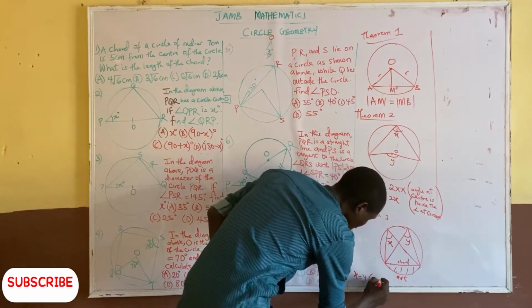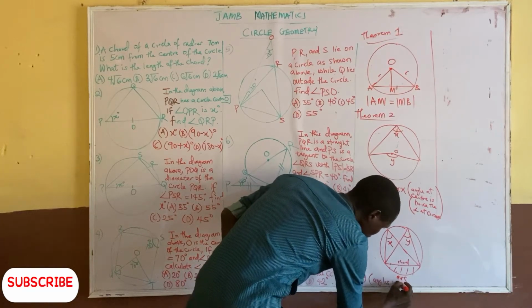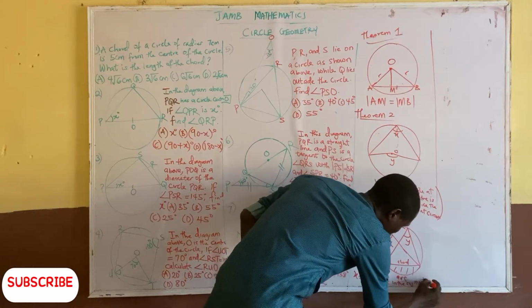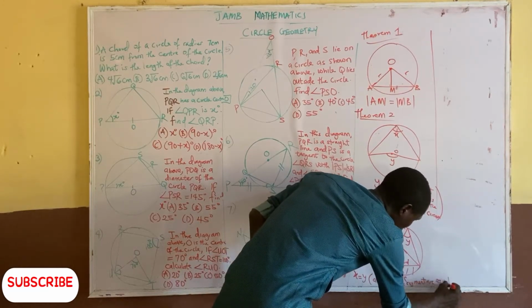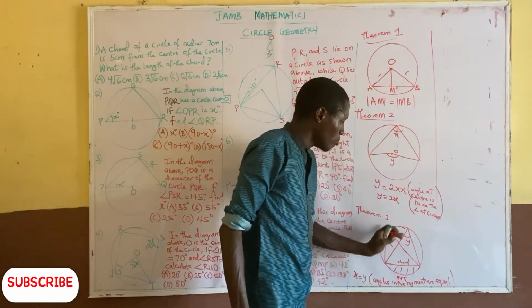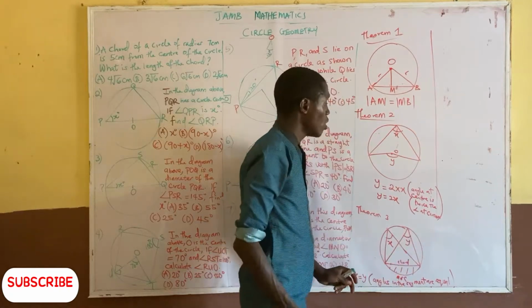Angles in the same segment are equal. Angles in the same segment are equal. So whenever we have the same segment, angles that come from that same segment are all equal to one another.